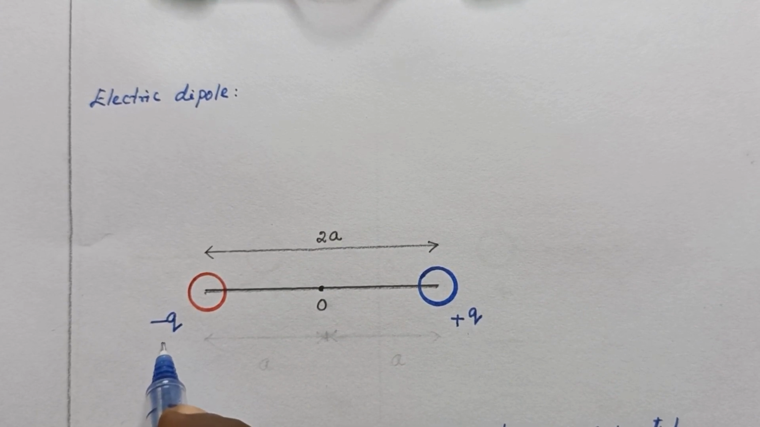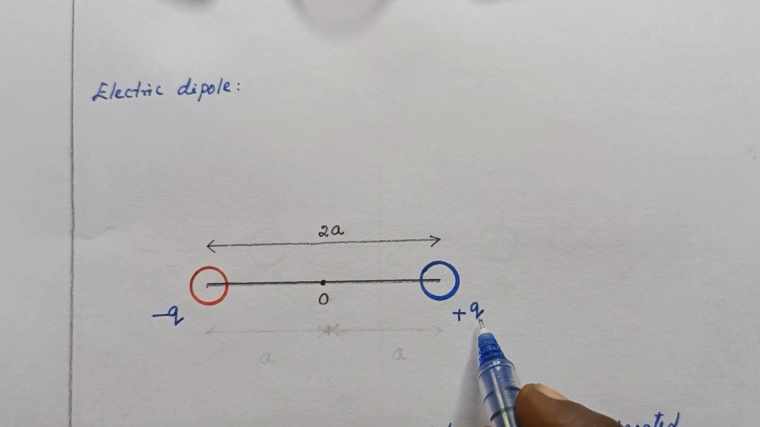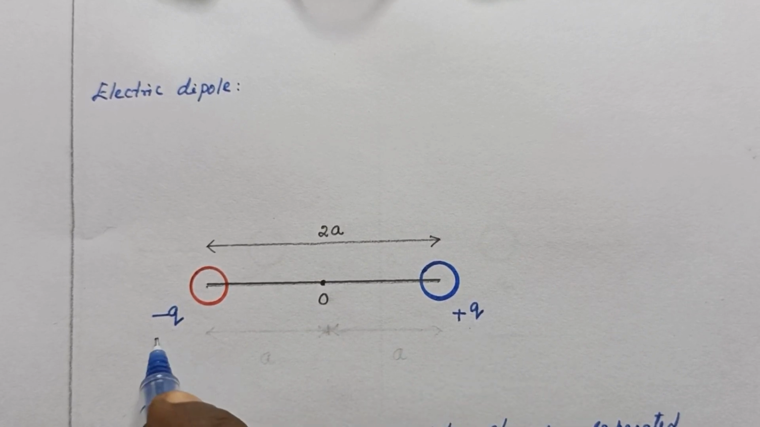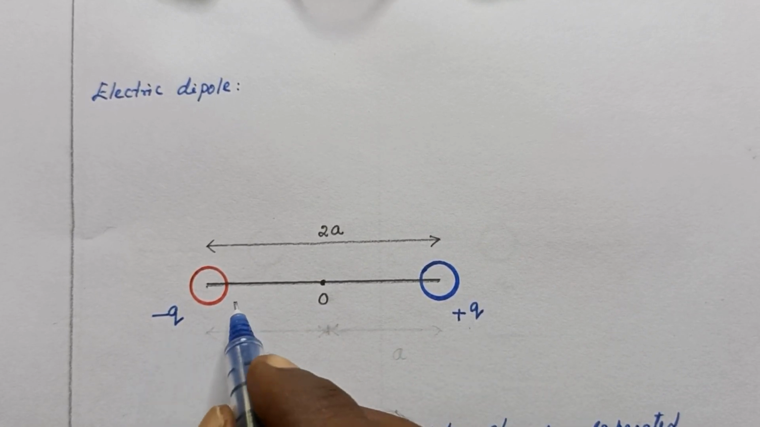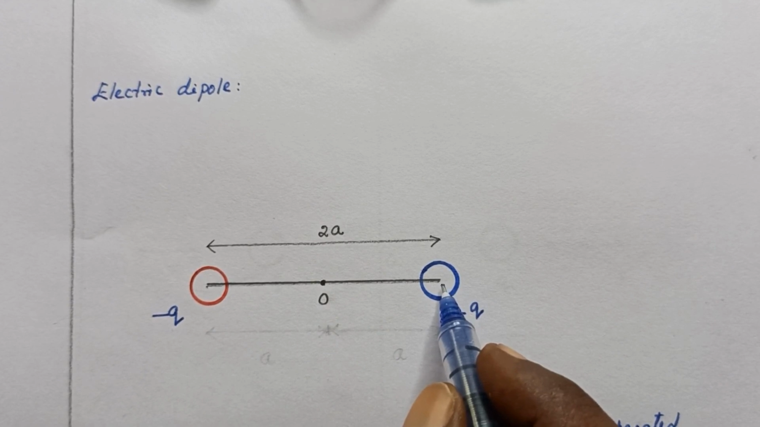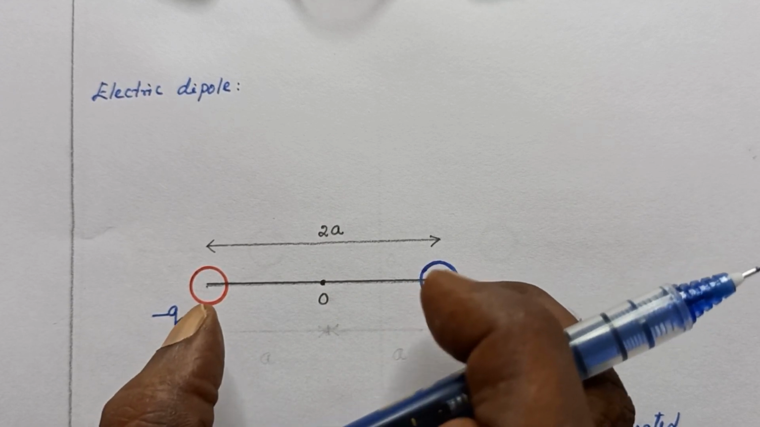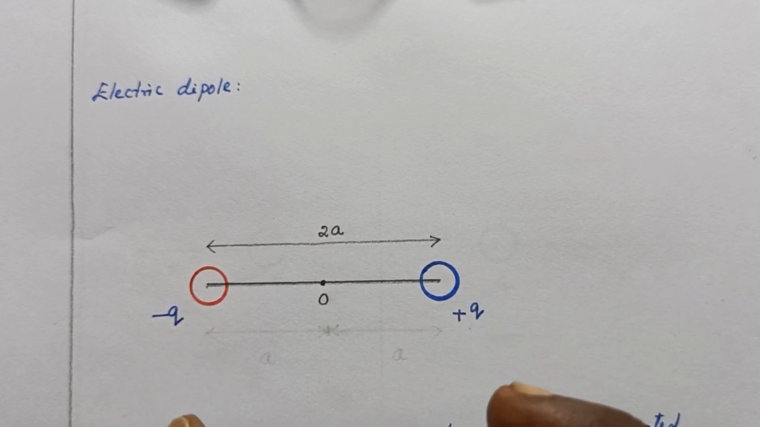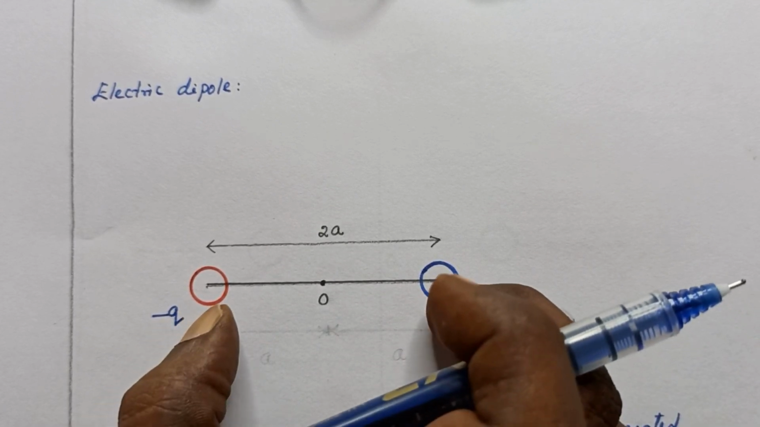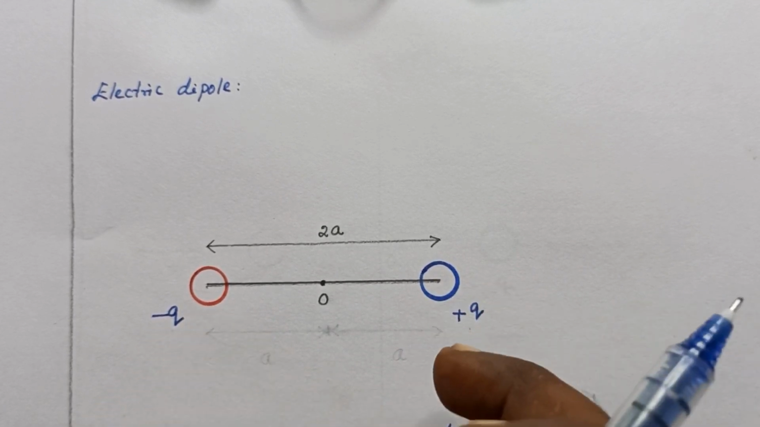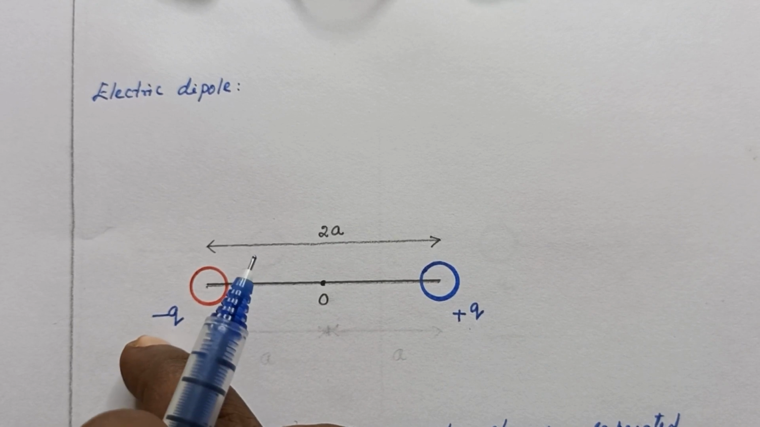Suppose if this is another charge which is minus q. So these are the two equal and opposite charges. They are separated by a small distance. So this will constitute an electric dipole. Electric dipole அப்படிங்கிறது என்னன்னா equal and opposite charges.